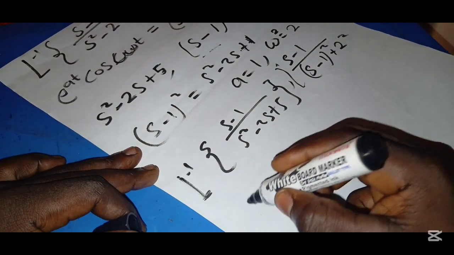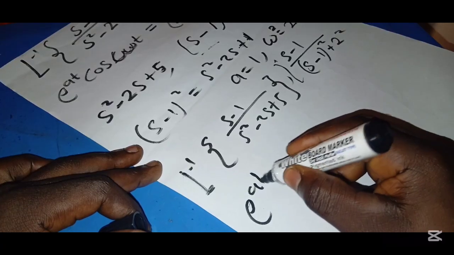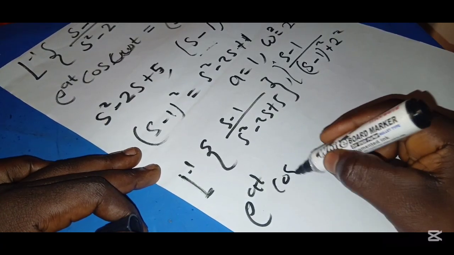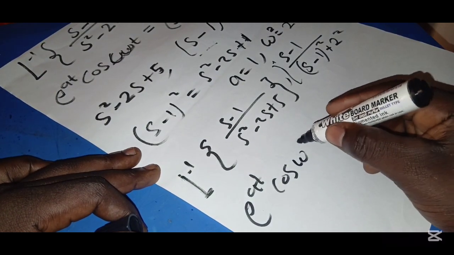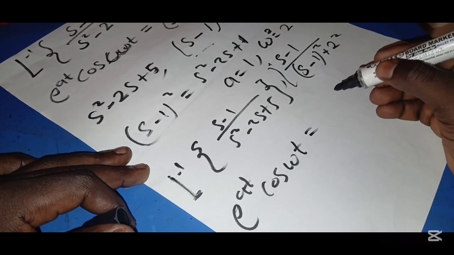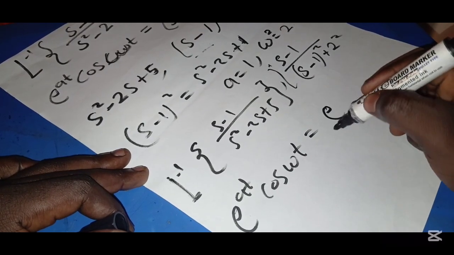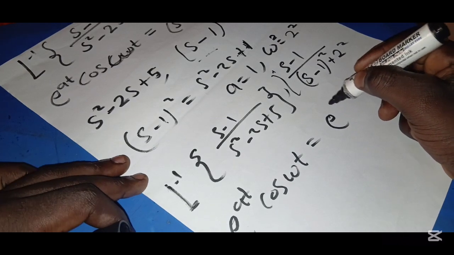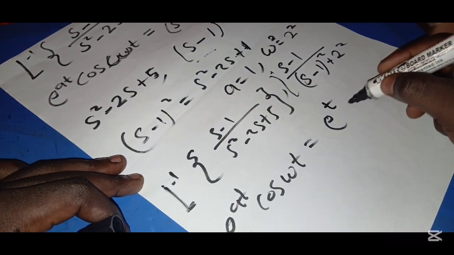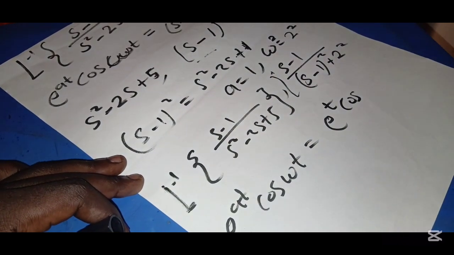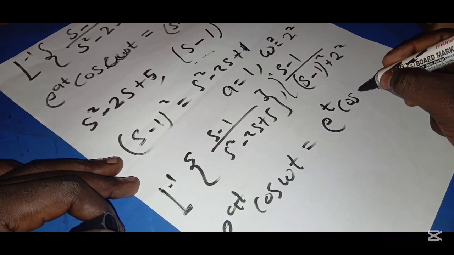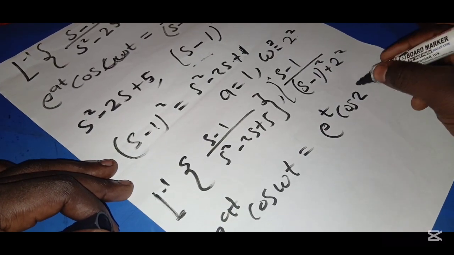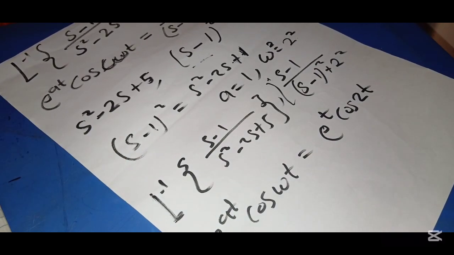So since it's a function of the form e to the power at cos omega t, we are going to get the value for a is what? 1. So we just write e to the t, and cos omega is what? 2. Then t. That's it for this problem.